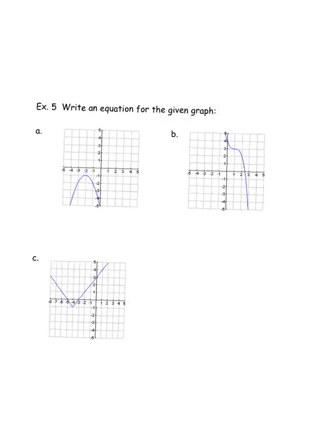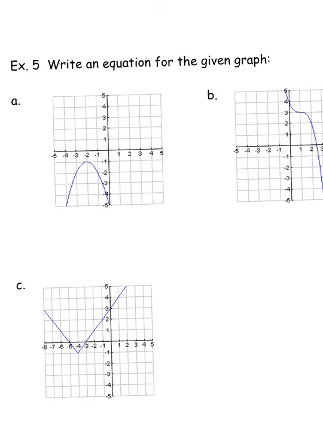So now we're going to move on to writing an equation for the given graph. First off, we want to recognize what the parent function is. This is a quadratic. Quadratic starts here. So what's important is looking at the key point. Key point for a quadratic is its vertex.